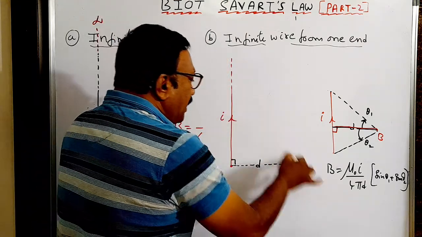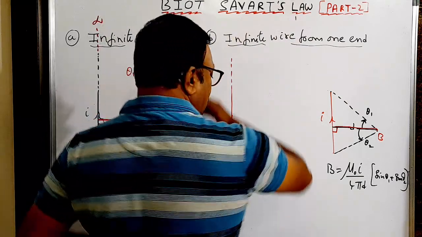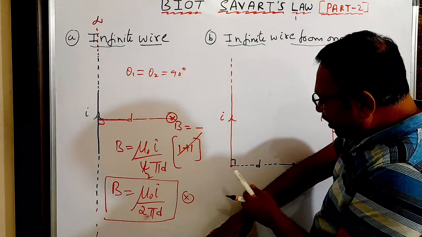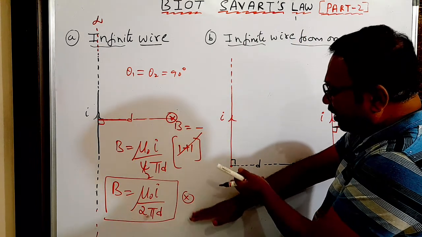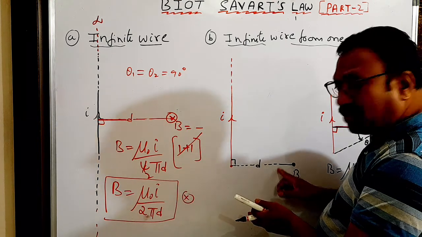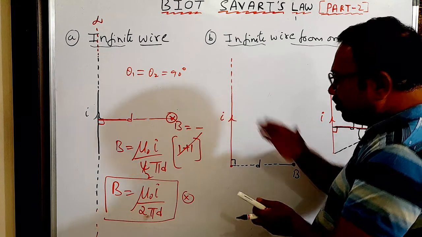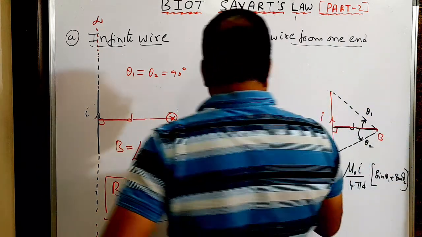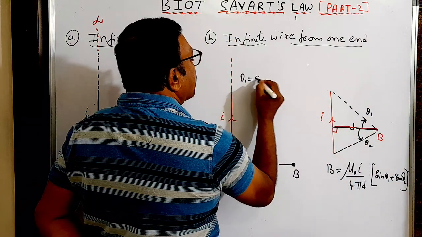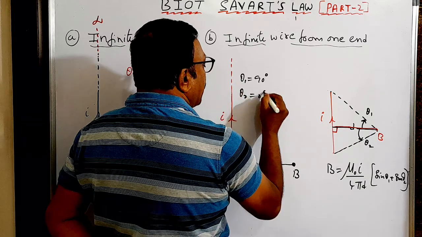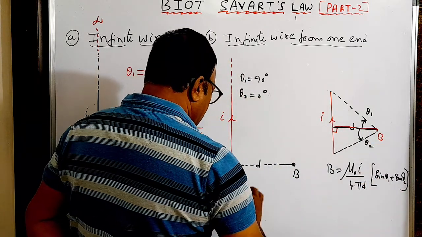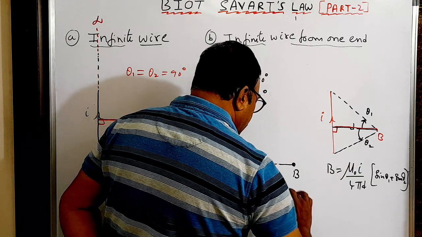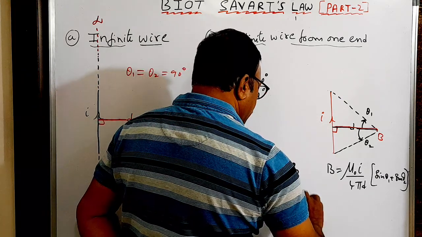So what happens now? Here alpha becomes 90. See all of you, this is alpha, so alpha is becoming 90. Beta means somewhere here it will come like this, but there is no wire here, so it will close here. So beta has become 0. That is, alpha and beta mean theta 1 and theta 2. So theta 1 has become 90 degrees and theta 2 is taken as 0 degrees. So substitute here in the formula: magnetic field is mu naught I by 4 pi D, sin 90 plus sin 0.